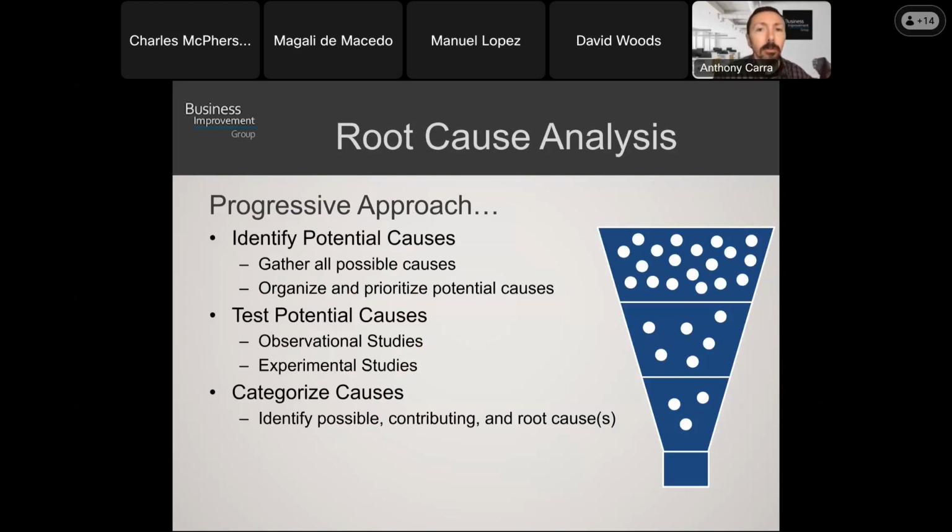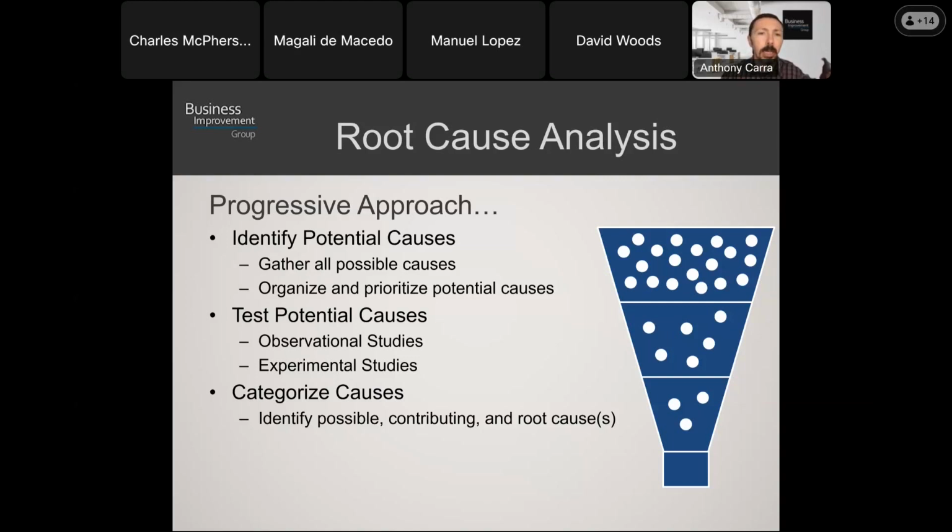So what do we do? Root cause, first and foremost, should be very systematic in nature. We want to take a progressive approach. A lot of times, teams go in with a little bit of bias, where they already know what the problem is. We've been struggling with this for years. I know the cause. That may be true. But if we've gotten to the point of a CAPA, and we're still having the problem, I'll tell you what, let's use the process.